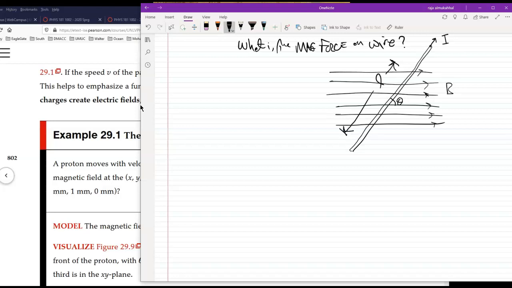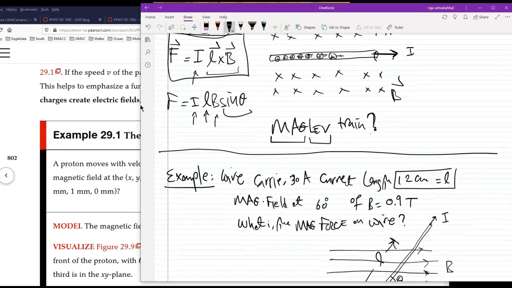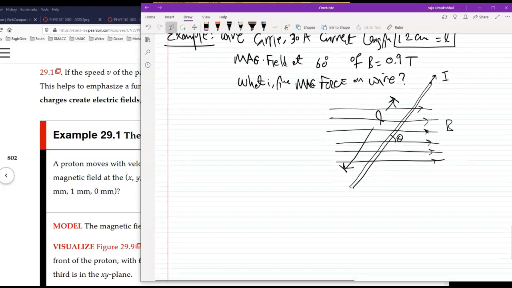So first of all, what's the direction of the force in this case? Well, the force is I L cross B right there. So the force here is going to be into the page. If I was in regular class, we would have spent 15 minutes just training you guys how to use the right-hand rule. Unfortunately, we can't do that here, so you have to depend on yourself and learning how to find the direction of the force.